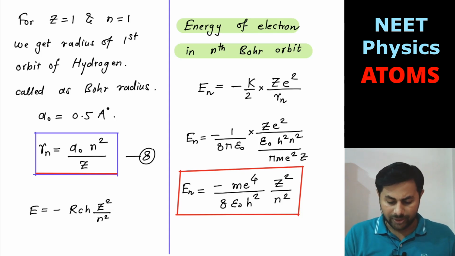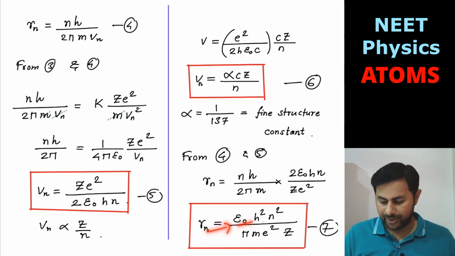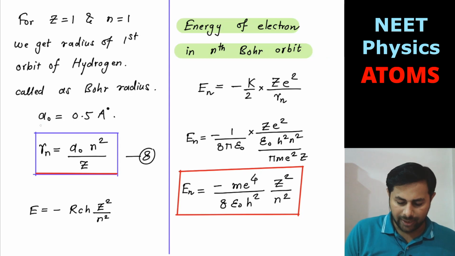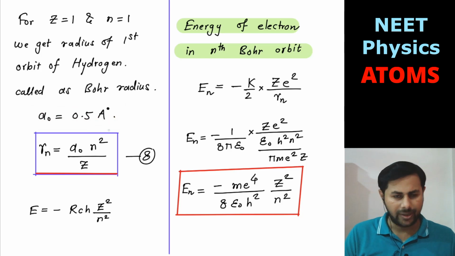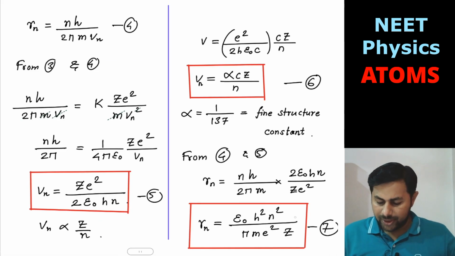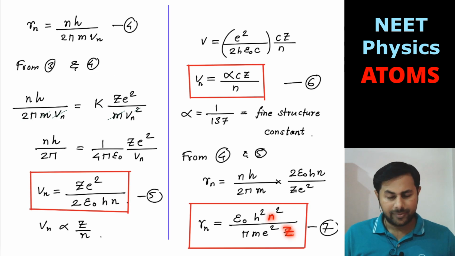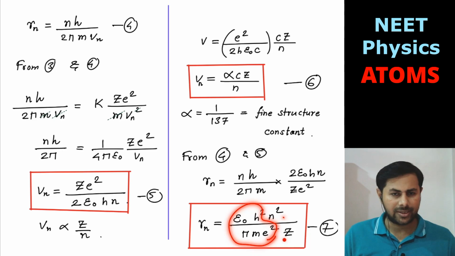That is the radius of the first orbit of Bohr atom, and if you substitute all those values, epsilon naught, h, then mass of electron, charge on electron, and so on, you get a naught nearly equal to 0.5 angstrom. Okay, a naught is equal to 0.5 angstrom. Now just substitute back n and Z. If n is equal to 1, Z is equal to 1, this is the first orbit of hydrogen.